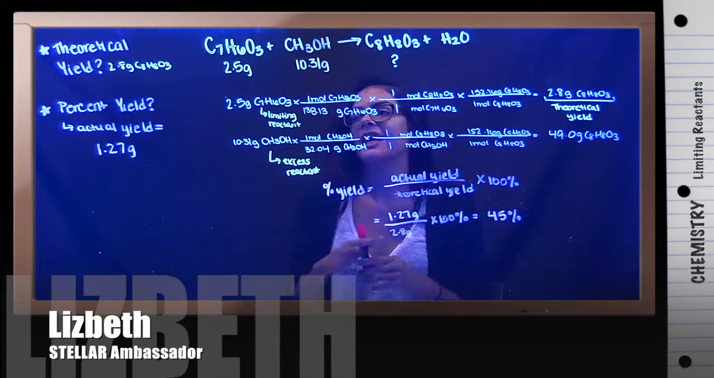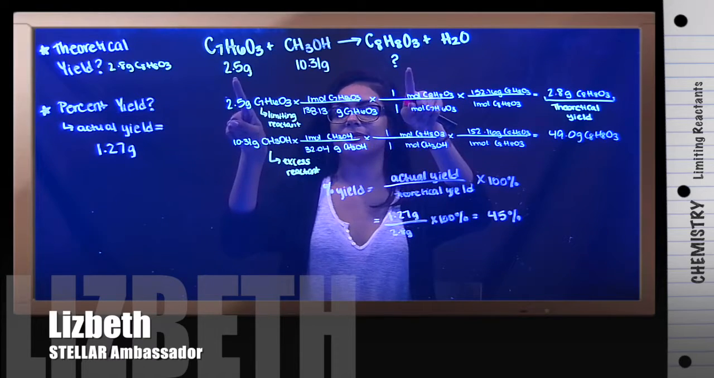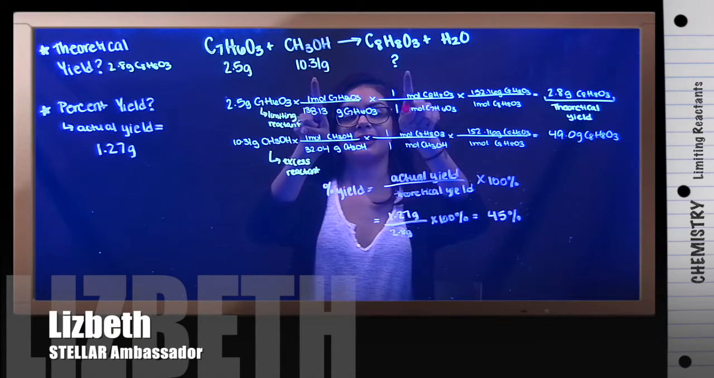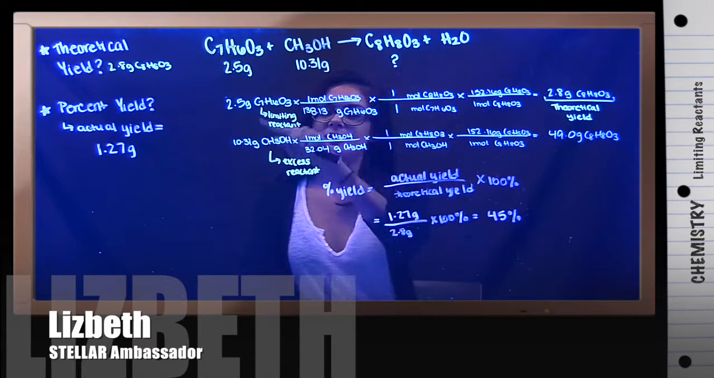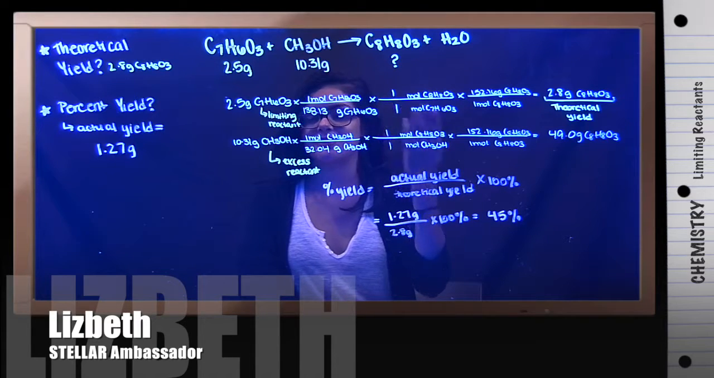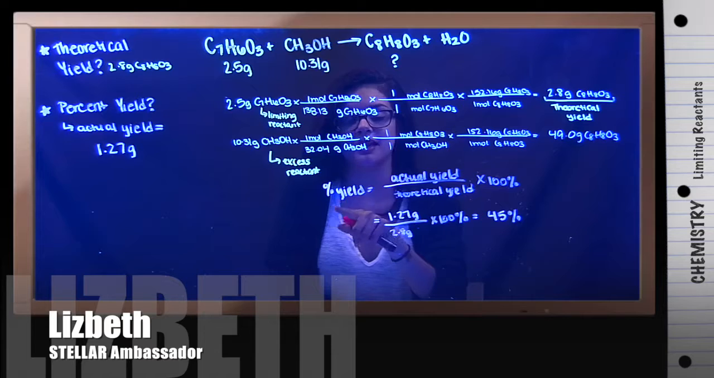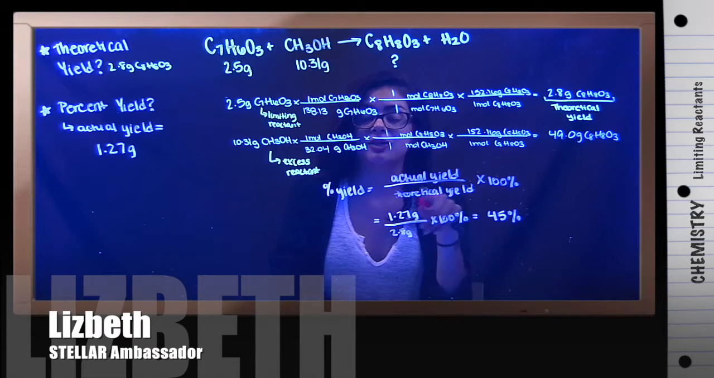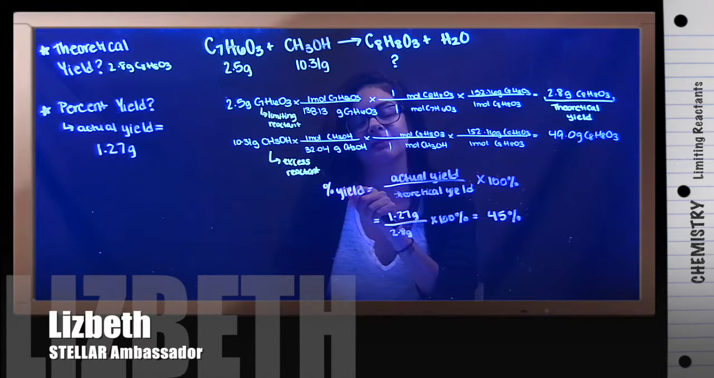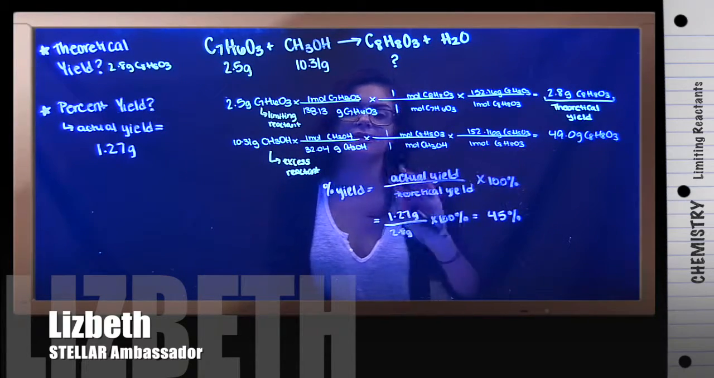So to recap, you're going to go from the grams of one of the reactants to the grams of the product, and do it again for the second one. Find the one that gives you the smallest value. That's going to give you your theoretical yield. What gives you your theoretical yield is your limiting reactant. Whatever gives you your excess stuff is going to be your excess reactant. And to find your percent yield, it's just actual yield over theoretical yield times 100%. The actual yield can also be called the experimental yield. And that is how you find the limiting reactant, the theoretical yield, and the percent yield.